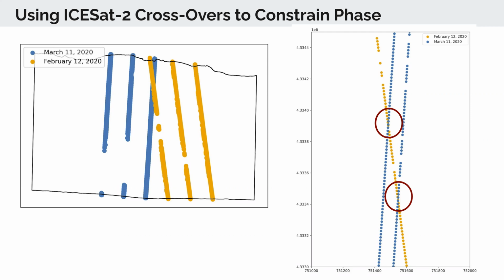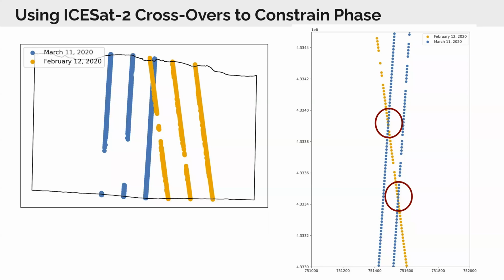So we wanted to find ICESat-2 tracks from dates that coincided with UAVSAR pairs, and where ICESat-2 from those two dates overlapped. That is pretty rare. And we got really lucky and actually had a crossover within our site.